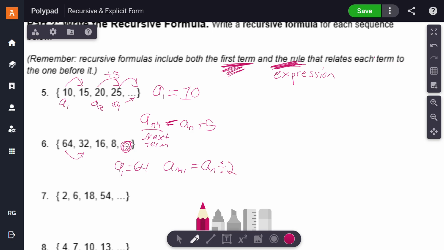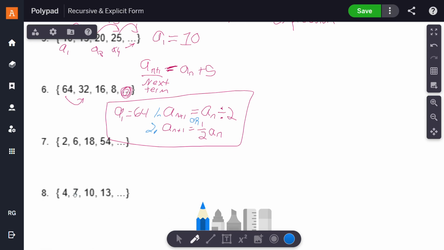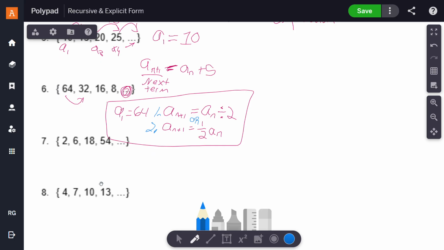Right? And as mentioned before in class, dividing by 2 is the same thing as multiplying by 1/2. So both of these formulas mean the same thing. You could go with the first one, dividing by 2, or the second one, multiplying by 1/2. Either of those will get you the same result. So, like section 1, I'll leave numbers 7 and 8 for you to practice with.